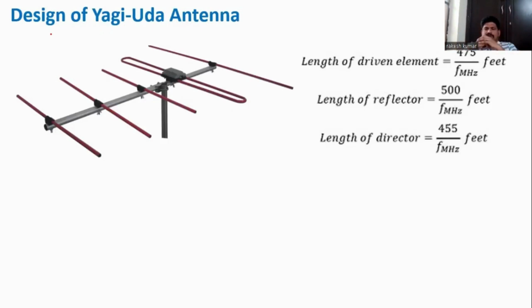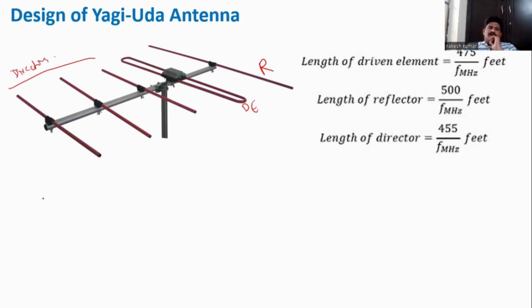Someone has asked you to design a Yagi-Uda antenna. What are the things you want to consider first? One has asked you to construct a Yagi-Uda antenna. In this diagram, this is your reflector, this is your driven element, and these are all directors.